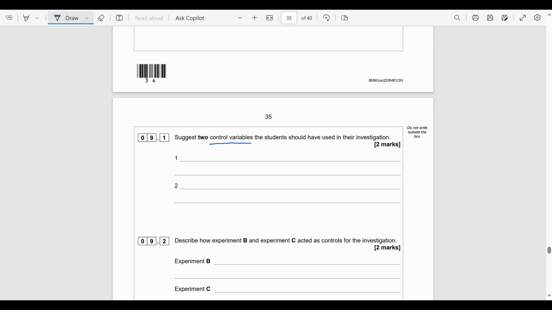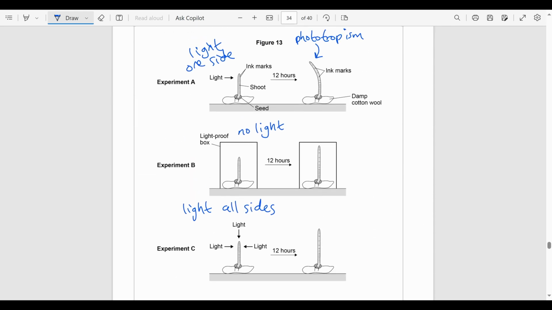So something that needs to be kept the same in each of those experiments. Well, I don't think we can talk about the time because that was already mentioned. 12 hours, 12 hours, 12 hours. So it's got to be other things now. So think about what, if it was to change, could affect the results seen here.